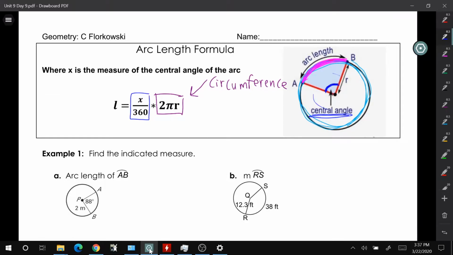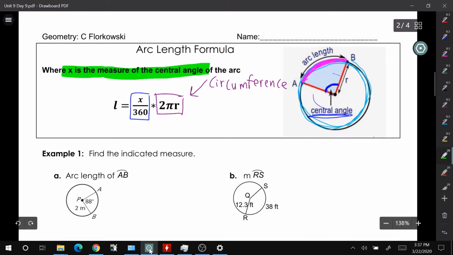I take x, which is my central angle, and we have that up here. X is a measure of the central angle. And I divide that by 360, and then multiply that by the circumference, because I only want this part of the circumference, this arc. I don't want the whole thing. I just want the distance from A to B. So that's why I multiply it by the fraction x over 360. So let's look at some examples.